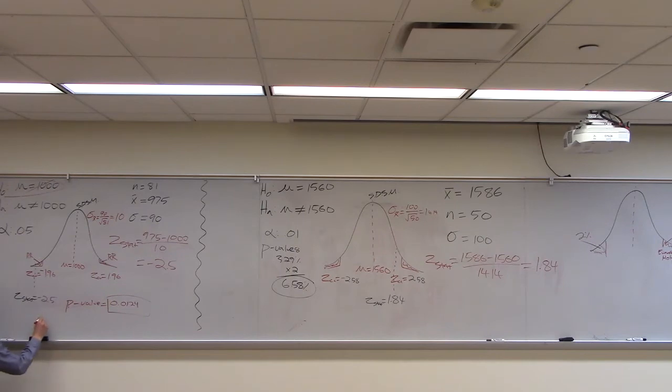Let's do this. 0.0062 times 2 equals that. All right. So this 0.0062 is the chance of a sample mean being this low. But what are the chances of a sample mean being that far away from the average? You have to double it. If I say, what are the chances of it being this low? You don't have to double it. If I say, what are the chances of it being that far away from the mean? Double it.